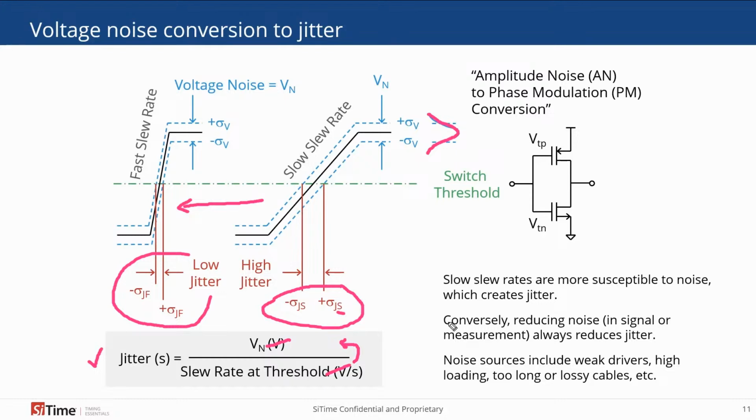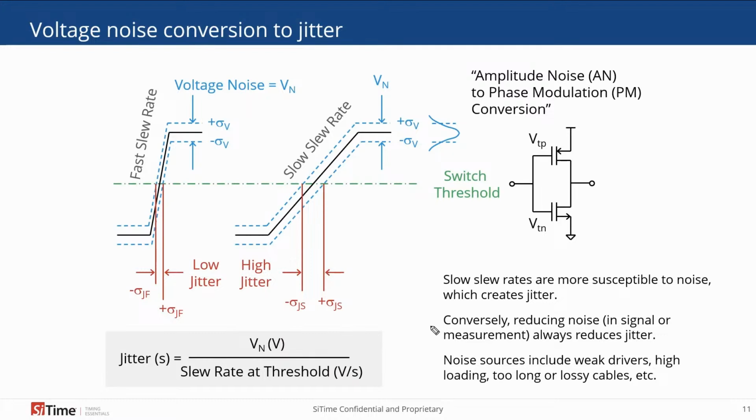So examples of where we can have fast and slow slew rates. Well, if we have weak drivers, that'll slow down the signal. If we have high capacitance loading, that'll also slow down the signal. If we have long lines or lossy cables, that will also slow things down. And generally speaking, this identifies one way that we can improve jitter, which is to sharpen up the edge rates. So that's one key thing we can start to see on how to minimize jitter. We can see clearly here, we can minimize it by sharpening up those edges.